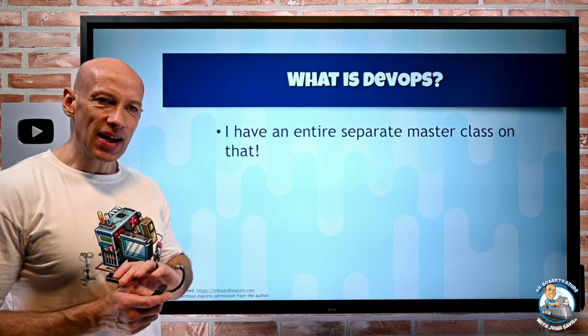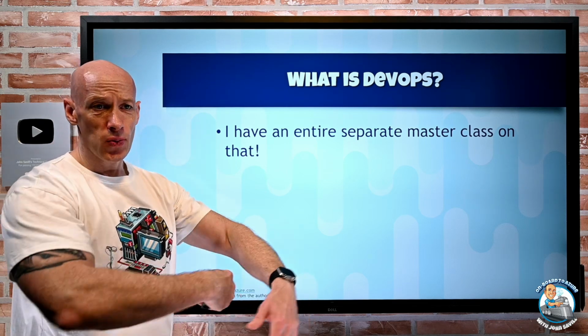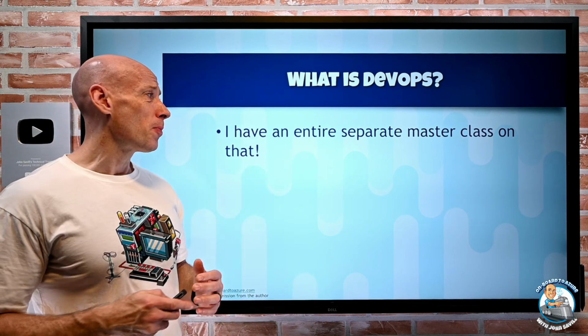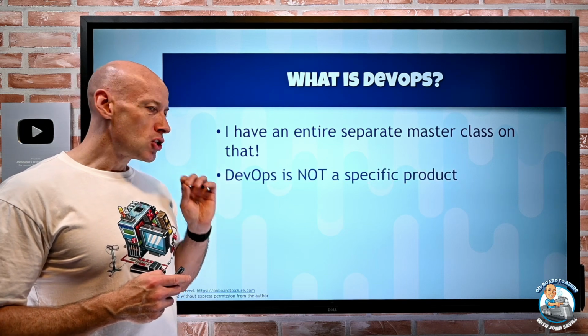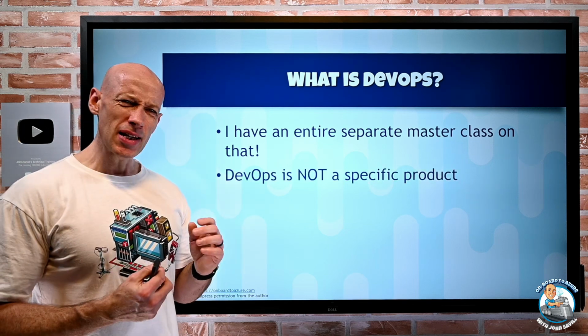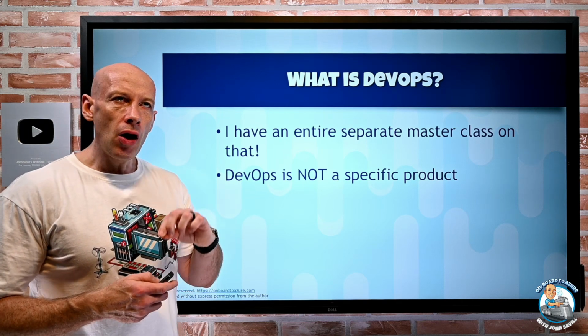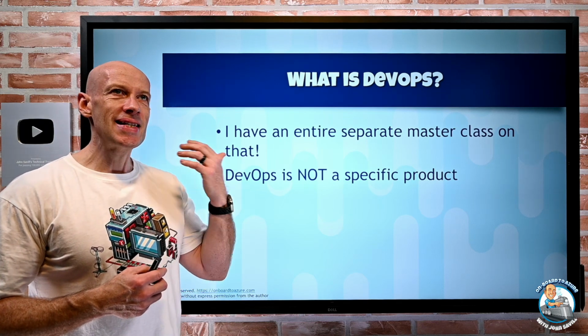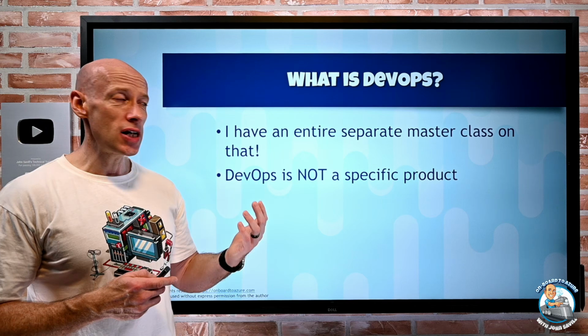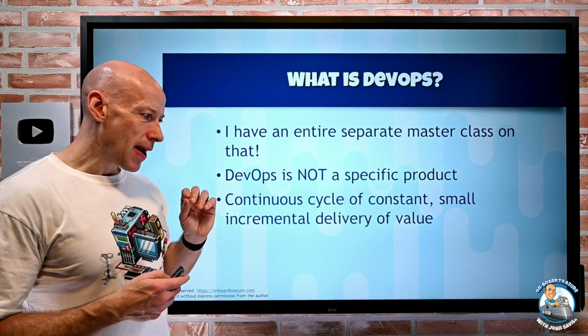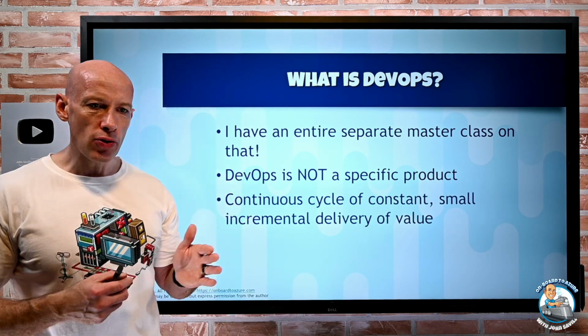And again, I have a DevOps masterclass. Just like this one, it's really long. I go into lots of detail. But it's not a product, which is confusing because there's products called Azure DevOps. Products are part of a DevOps mentality, of a methodology. But it's really about this idea of people, of process, of tooling.